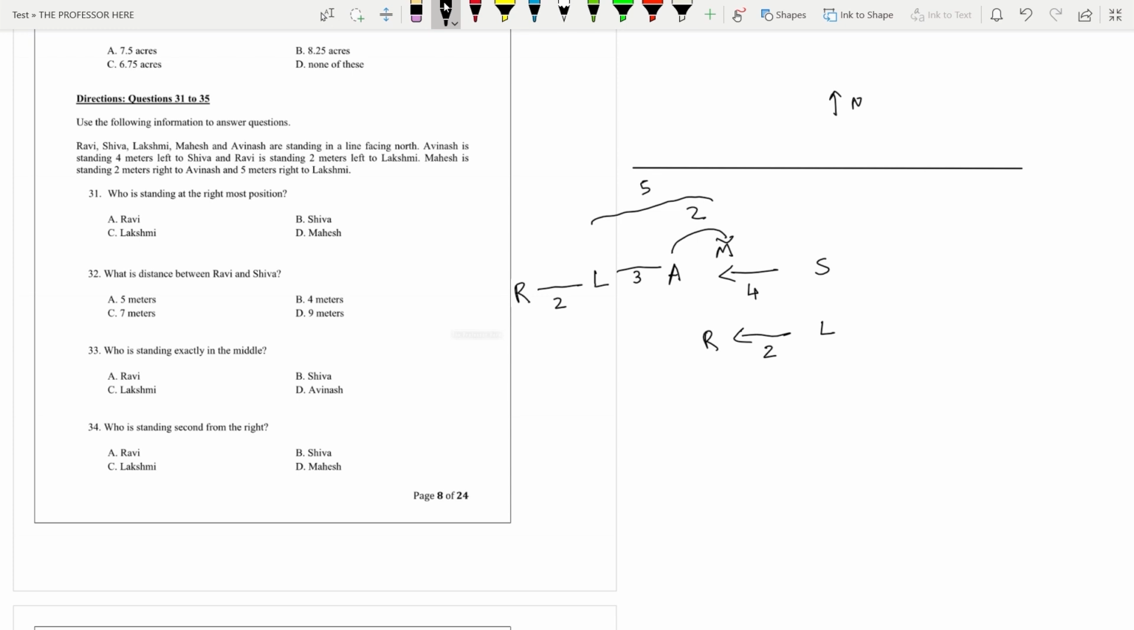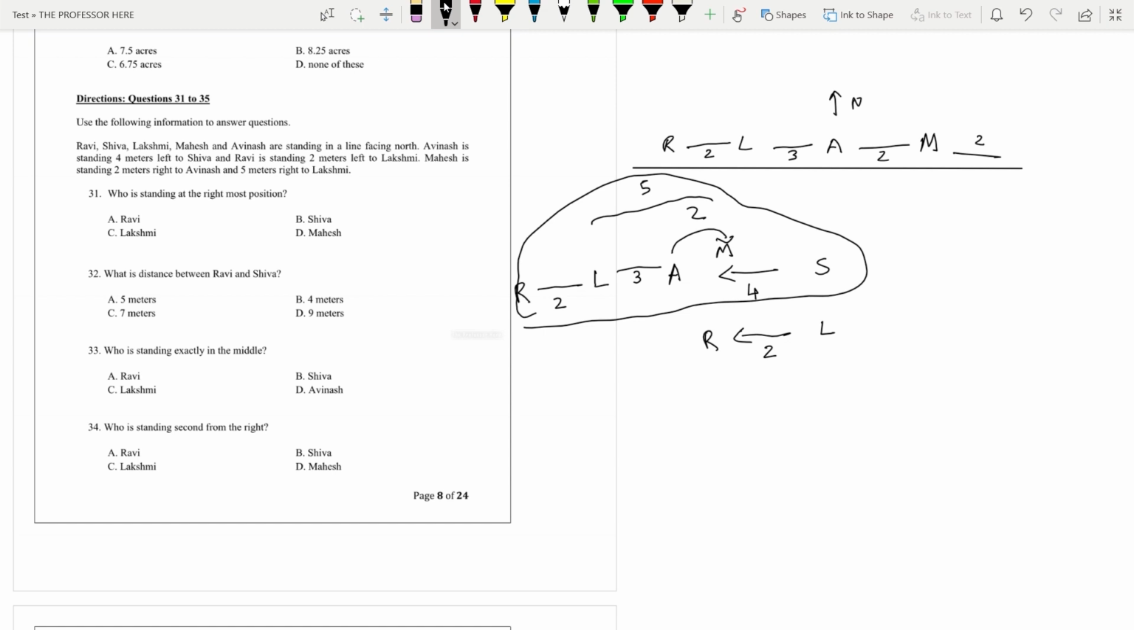So we got the final arrangement here. Alright, let's write it down. Ravi, then at a 2 meter distance we have Lakshmi. At 3 meter distance we have Avinash. Then 2 more meters and we have Mahesh, and then 2 more meters we have Shiva. Okay, so this is the arrangement we have got.